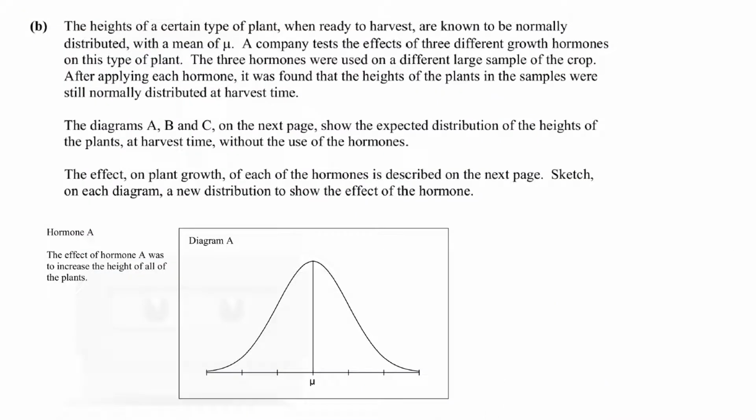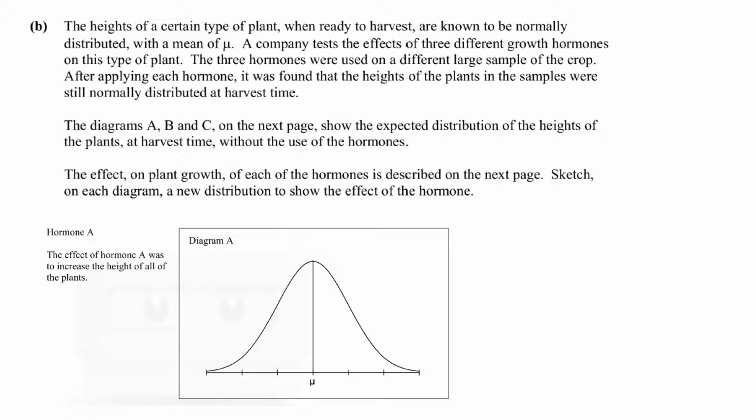So the heights of a certain type of plant when ready to harvest are known to be normally distributed with the mean of mu. A company tests the effect of 3 different growth hormones on this type of plant. The 3 hormones were used on a different large sample of crops. After applying each hormone, it was found that the heights of the plants in the sample were still normally distributed. Okay, so that's important. The diagrams A, B, and C on the next page show the expected distribution of the heights of the plant at harvest time without using the hormones. The effect of each of the hormones is described on the next page. Sketch on each of the diagrams the new distribution to show the effect of the hormone.